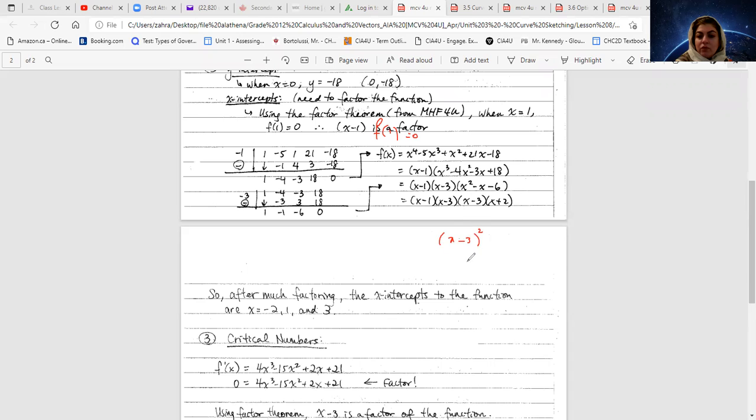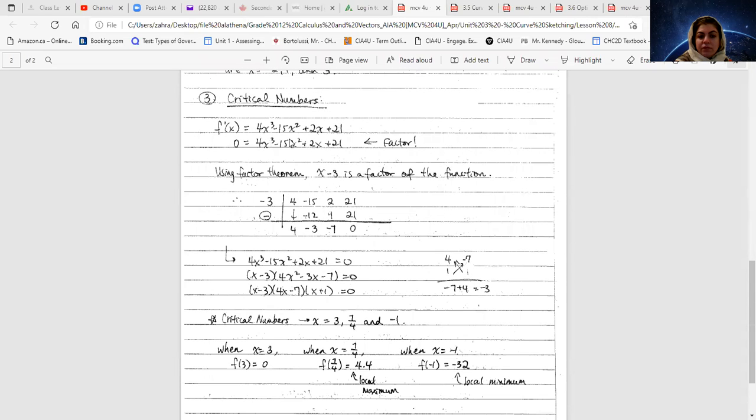And when you want to graph, you need to make sure it is like a turning point. If this is 1, 2, 3, your function needs to turn here. At -2, your function passes through. At 1, it passes through, right? Make sure you know the behavior of each root.